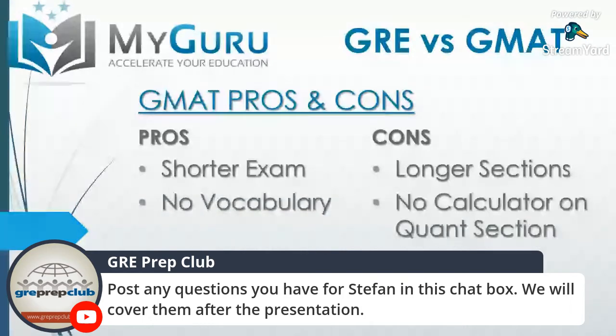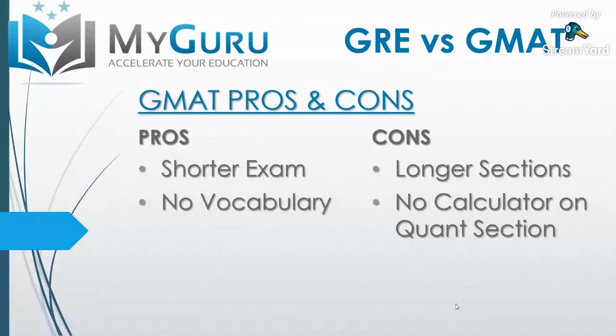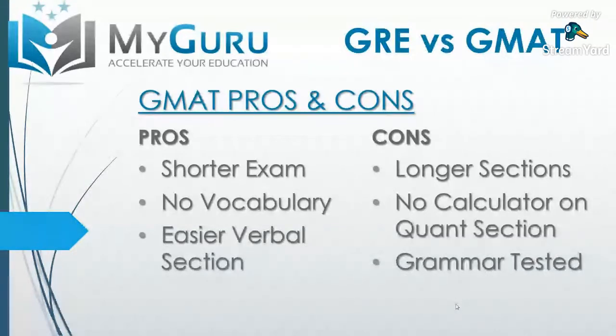Now, of course, you have no vocabulary on the GMAT. So you don't have to worry about studying vocabulary consistently and without really an end, because the English language is so prolix. You just have a huge amount of vocabulary words in the English language. So on the GMAT, you don't have to spend time studying them. But of course, there's no calculator on the quantitative section. You also generally have an easier verbal section.